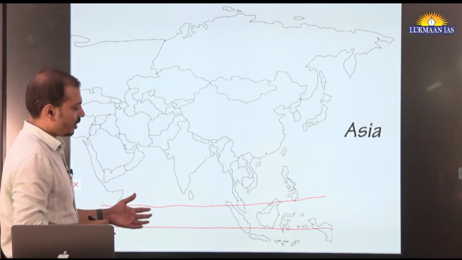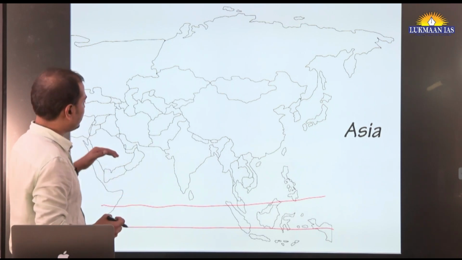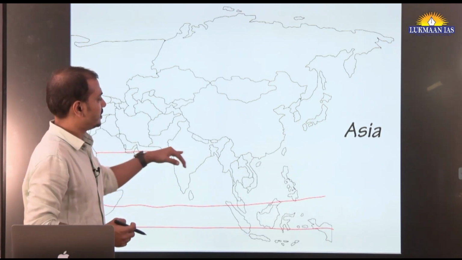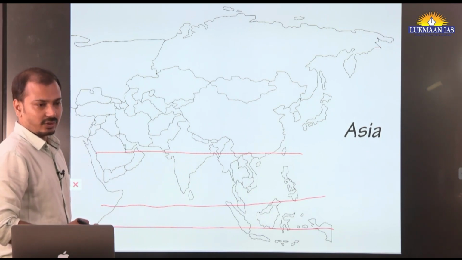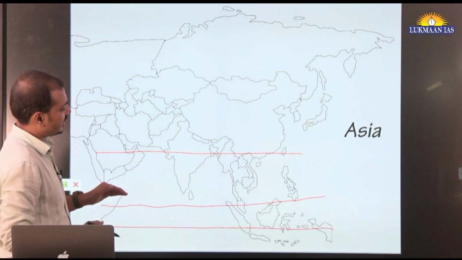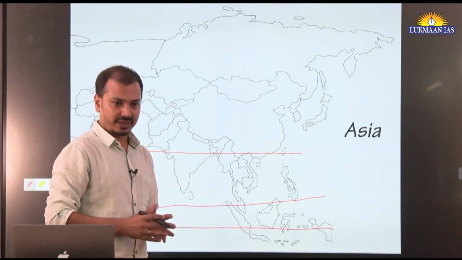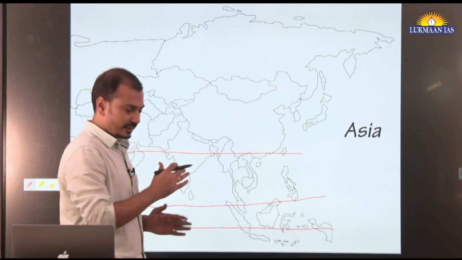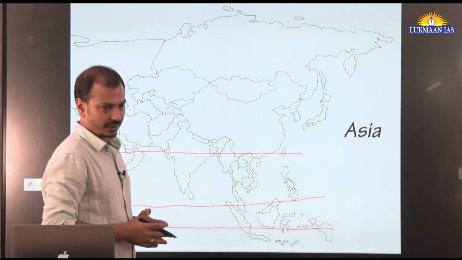Then what do we have further? During June month, summer solstice, the ITCZ comes here. Okay, so during summer and winter, basically the ITCZ is shifting north and south. This we have to remember now, and from understanding of this only, you will understand this phenomenon properly.